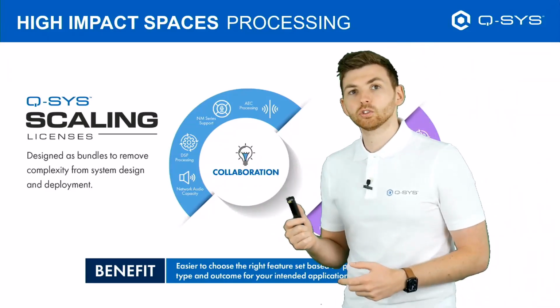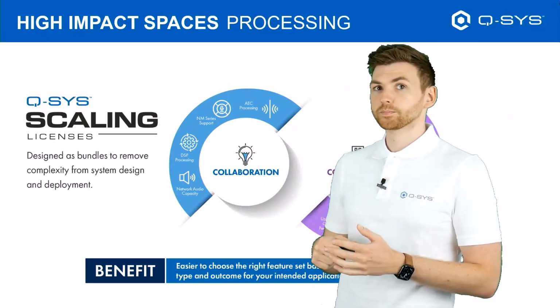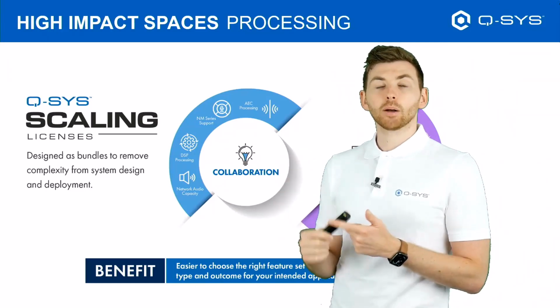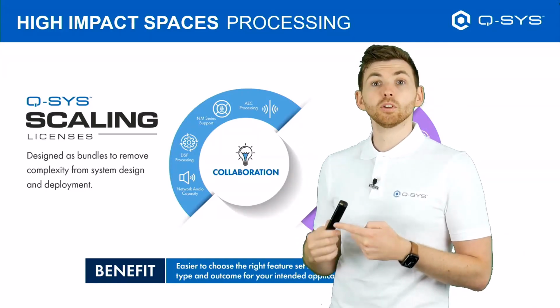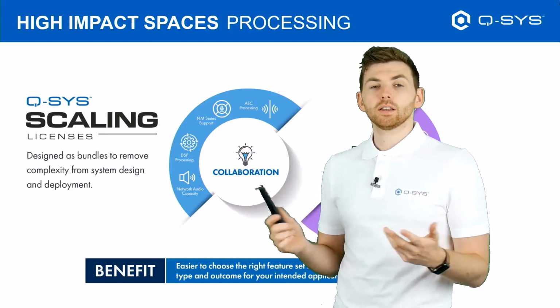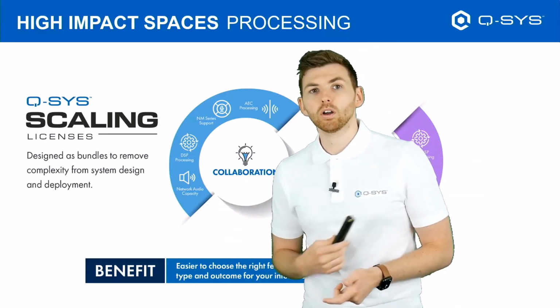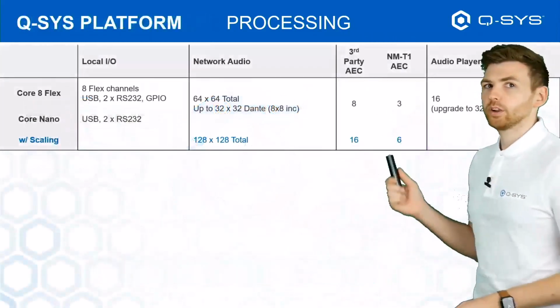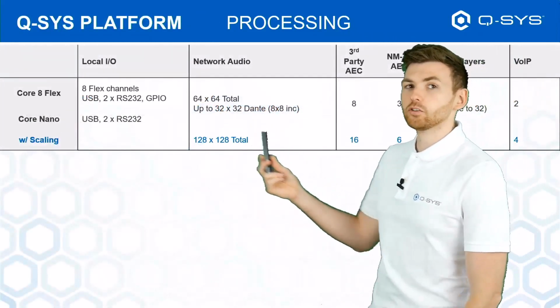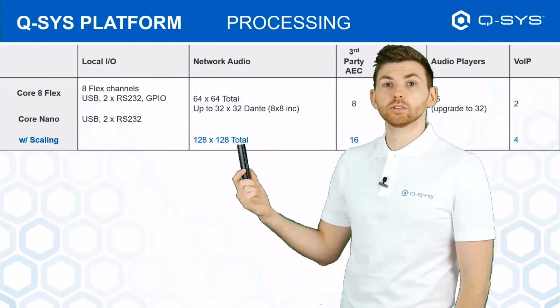We can add that onto a Core 8 Flex or a Core Nano, and that is going to give us double the AEC, double the amount of network mic support, double the general purpose DSP, and also double the network audio channel capacity total. So now, if we chuck that on, we can see that we've got 128 channels of total network now.